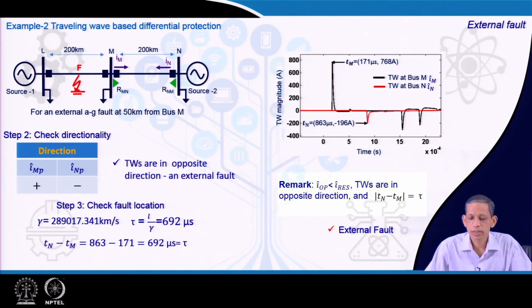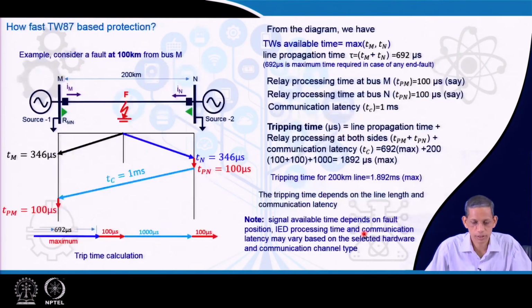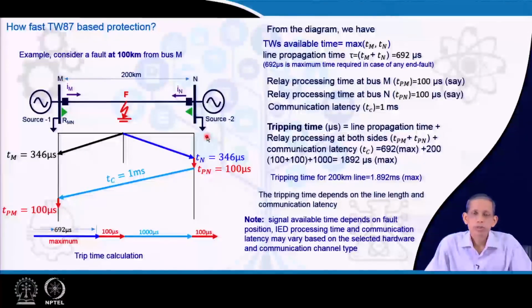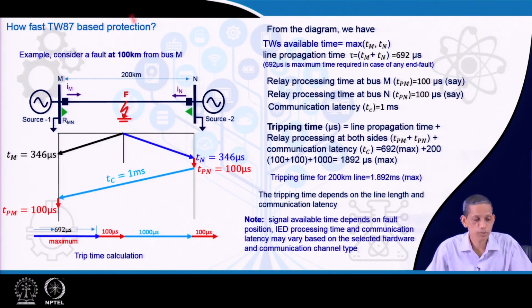So, in conclusion, we say that I operating is less than I restraining, polarities are in opposite directions, the direction of the travelling wave is opposite also, the fault location is equal to the line length, and the time difference T n minus T m in magnitude is tau. So, this clearly says it is an external fault case. So, we see how the travelling wave principle can be applied to line differential protection applications. Now, from the speed perspective, how fast is TW87 based protection?